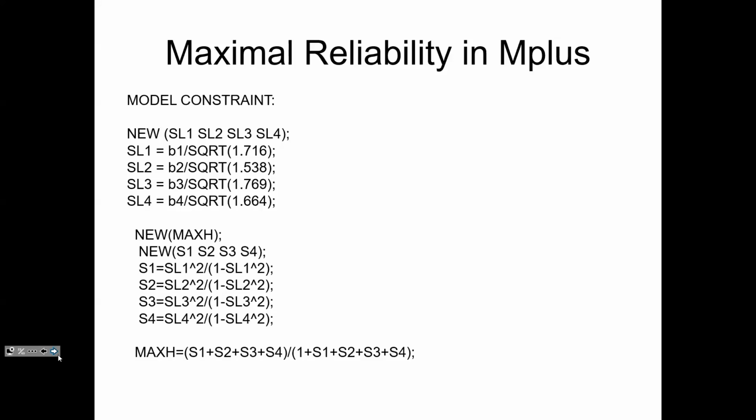And then I go through and I define what those new parameters are. So if you tried to run this code without having "new," it would be like, I don't know what SL1 to SL4 are, but that's because you didn't tell it. You just tell it that you want those.